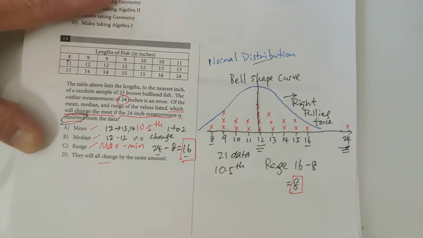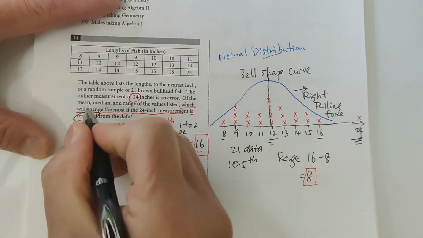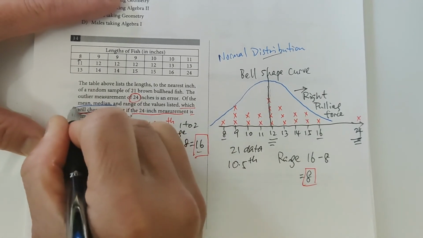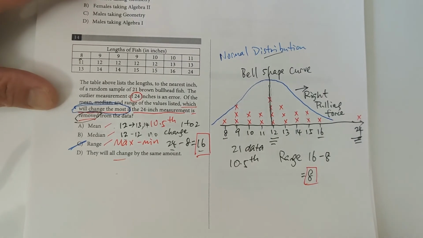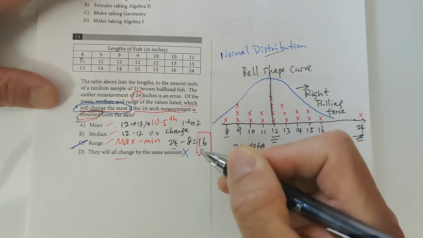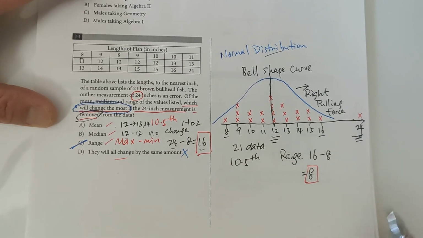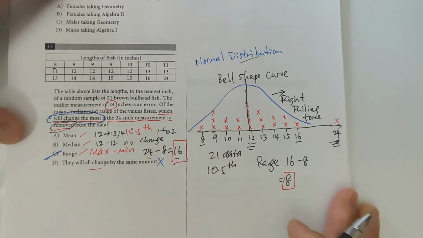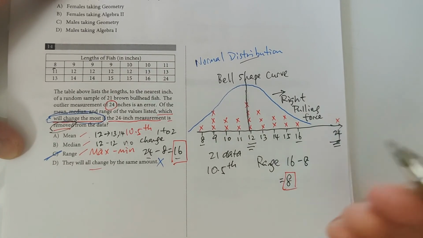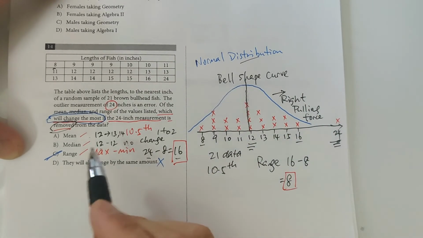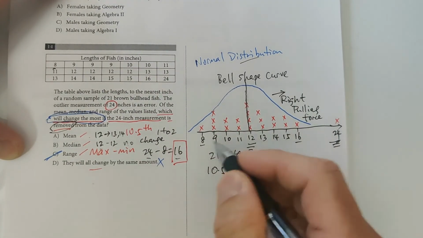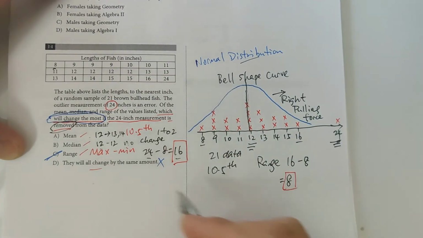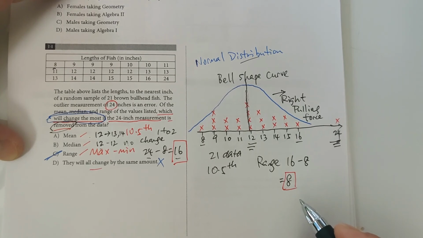So we can conclude that the thing that will change the most would be the range. And of course D can be totally ruled out because there's no way they will all change by the same amount. I would say this is a very good way to do it. It's kind of like a shortcut. You don't have to use a calculator to calculate the mean by adding all these numbers and dividing by 21. It's very tedious. So this line plot will give you an overall picture of the data. Okay, that's it.